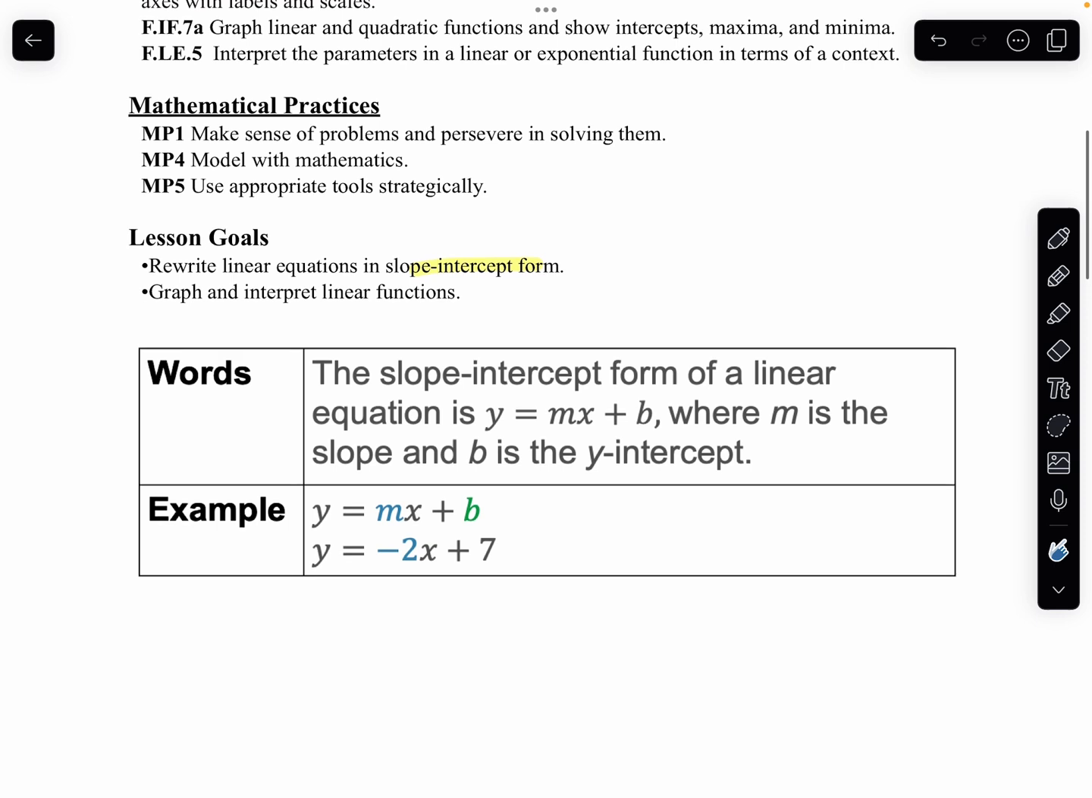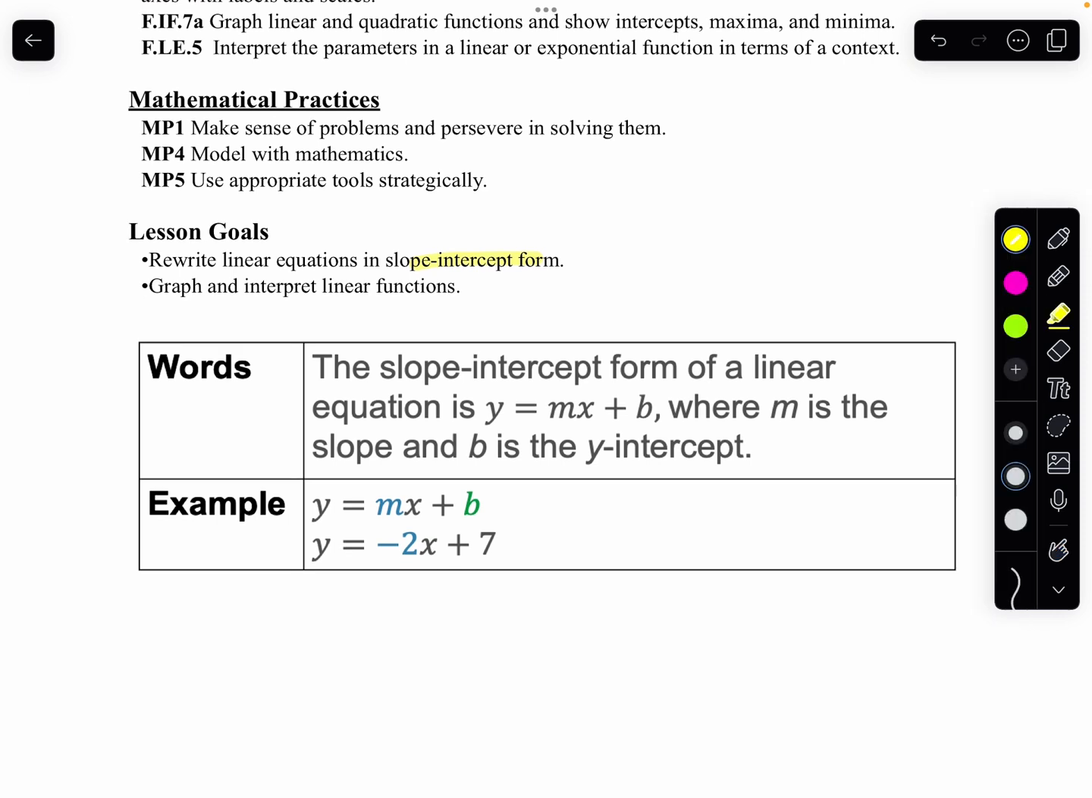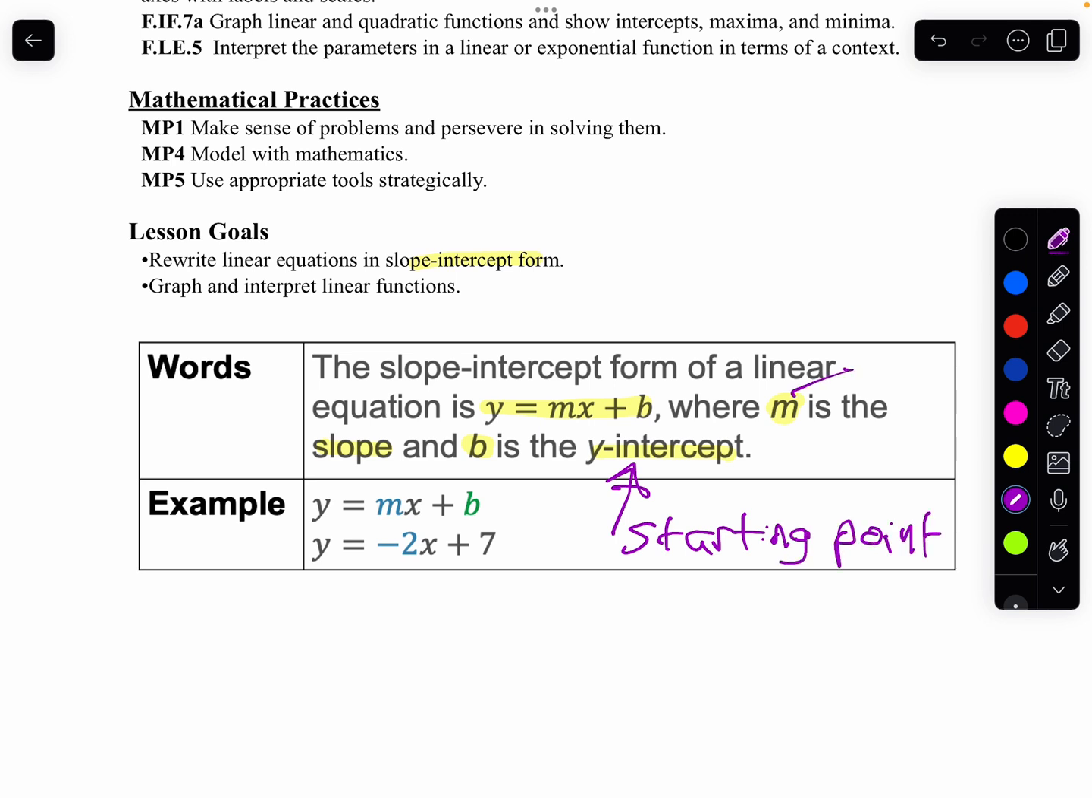First off, slope-intercept form is any line written in the form y equals mx plus b. I'm guessing you probably did this in pre-algebra. We're going to continue to work on this and maybe take it a little bit further today. M is our slope, and B is our y-intercept. I always think of it as my B is my starting point, and M is the directions.